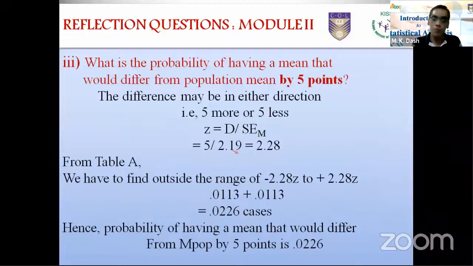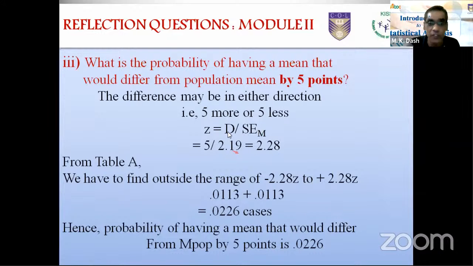So population mean minus sample mean is 5 points. That is given in the question. Consider that if the difference is 5, what would be the probability? Exactly in the same way, 5 more or less. If it is given 5 points, there may be 5 more than that, it may be 5 less than that.